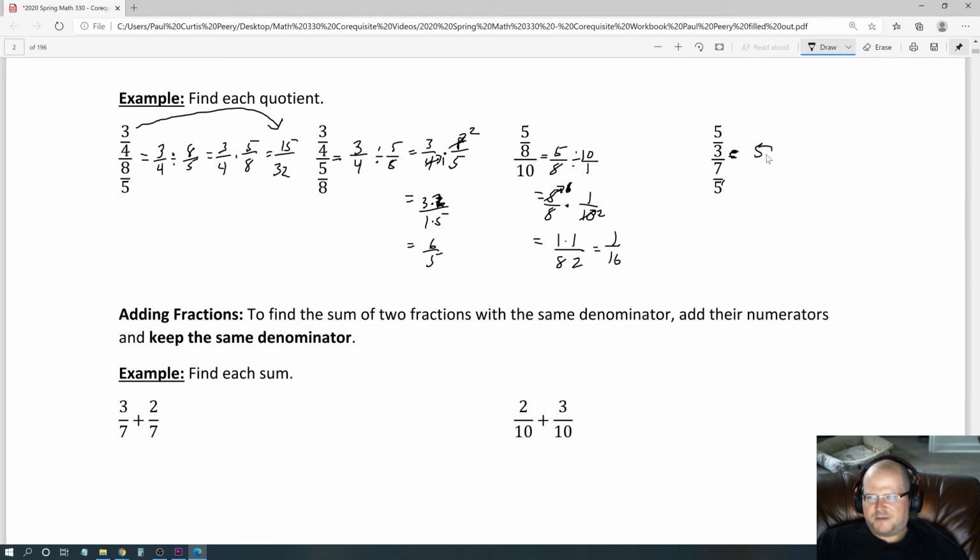All right, so we have 5 over 3 divided by 7 over 5, which is the same as 5 over 3 multiplied by 5 over 7. And since nothing will cancel out, we'll end up with 5 times 5 is 25, and 3 times 7 is 21.